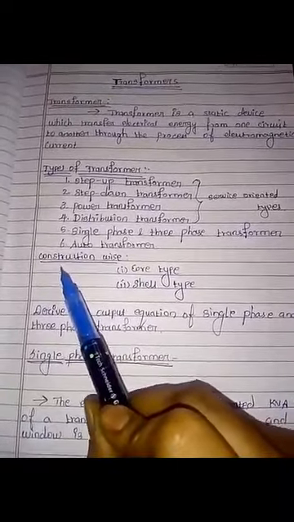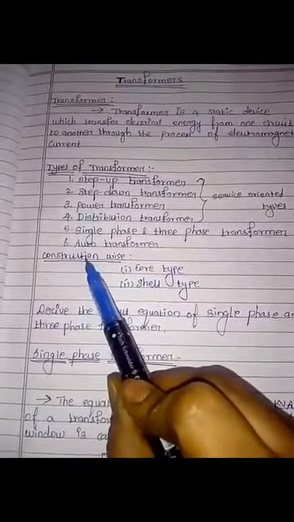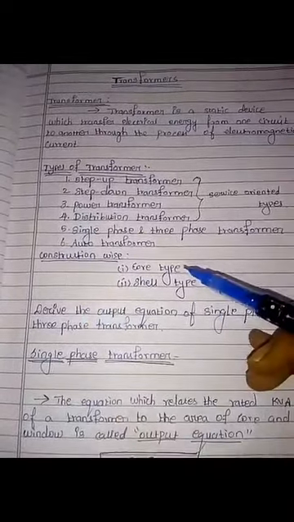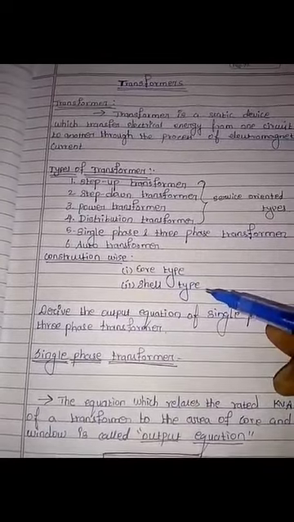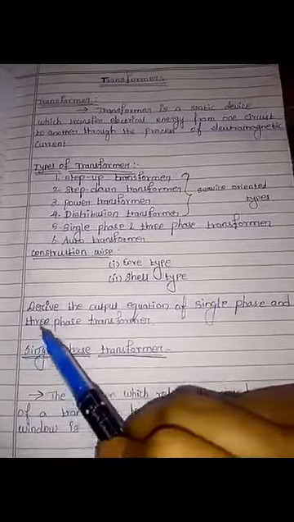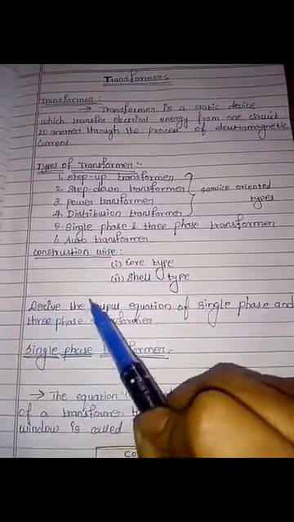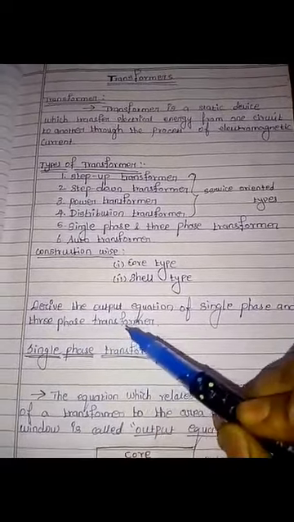Again, we are going to see the constructional type of transformer. According to the construction of the transformer, it can be classified into two types. The first one is core type and the second one is shell type transformer. Then we will derive the output equation of single phase and three phase transformers.